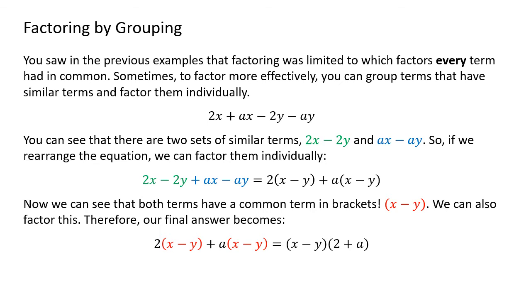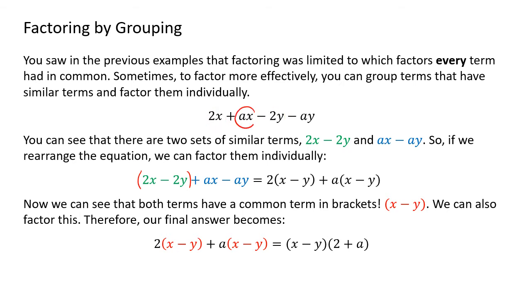So let's look, for example here, if we have 2x plus ax minus 2y minus ay, okay? You can factor these by grouping, and by grouping I mean both of the variables with a 2 as the coefficient. You can group them together to become 2x minus 2y.